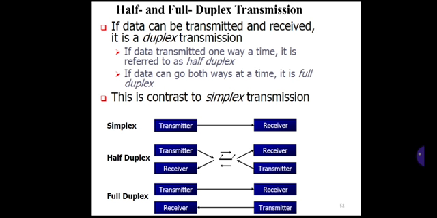Duplex transmission can be either half duplex or full duplex, depending upon whether or not the data transfer can be simultaneous. If the data is transmitted one way at a time, it is referred to as half duplex. If the data can go both ways at a time, both transmitting and receiving, that is full duplex. You can observe the figure: transmission from one end and receiving at the other end, and one more transmission and receiving. Two different wires are required here.